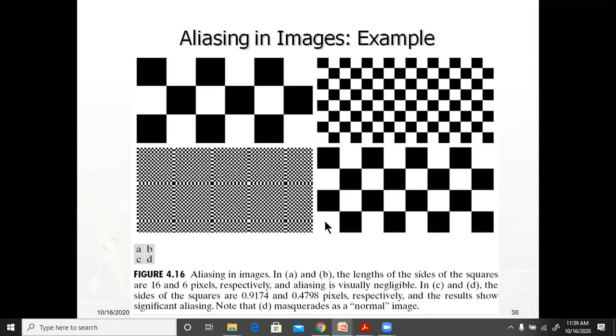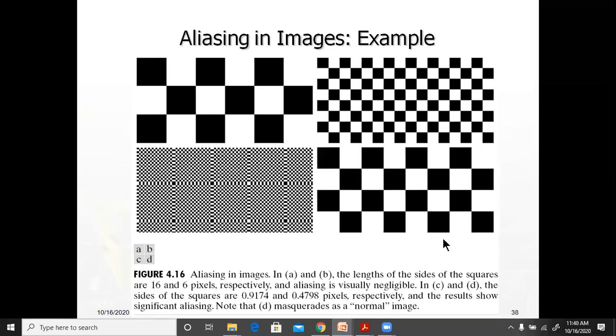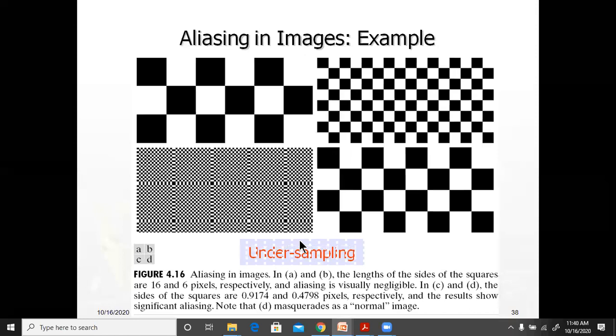That is because the points are shifted from one to the other. So you can see that you have a block here and a block here. You have a block here and you don't have a block here. So you have an extra thing over here, and hence we feel as if it's a normal image. It's not a normal image, whereas aliasing is clearly visible in this figure. So undersampling is what we are doing for this, and oversampling for this.